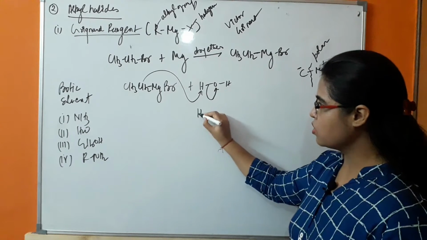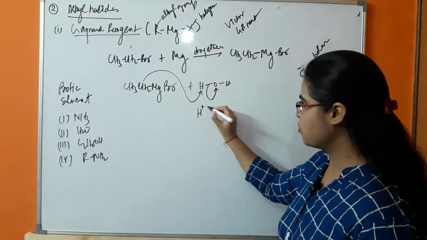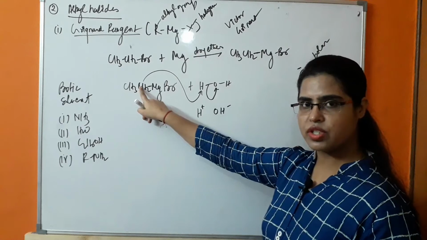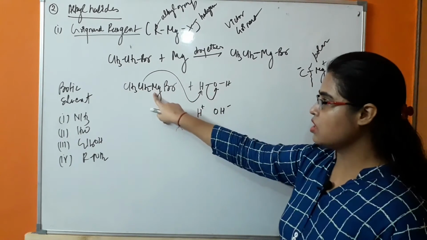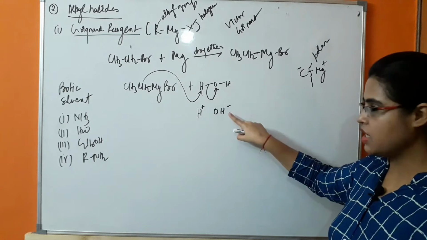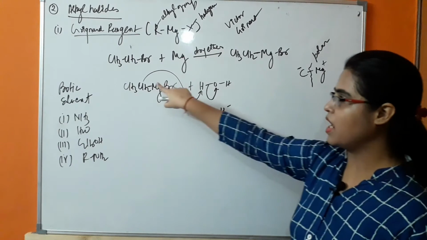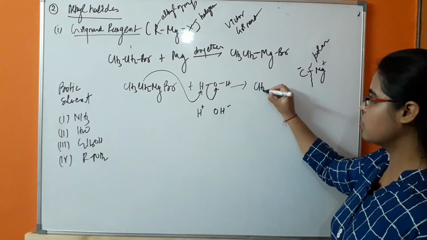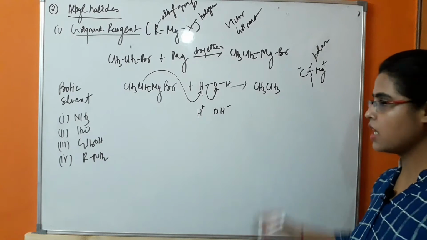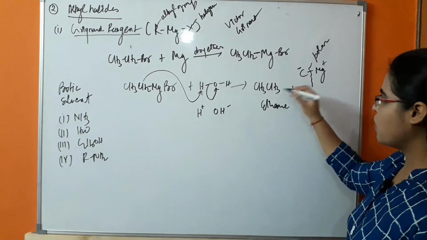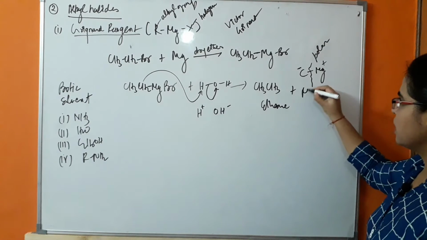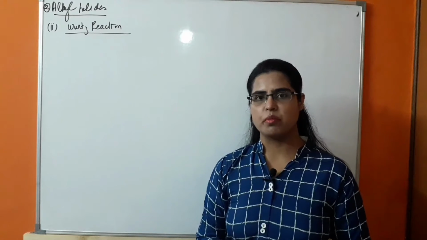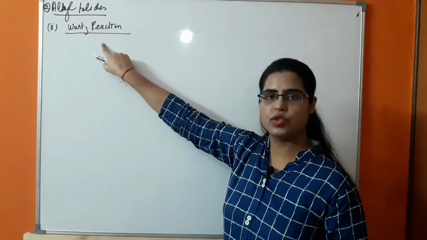So there will be dissociation or ionization, that is H plus and OH minus. H plus will be attracted towards this carbon, which has a negative charge, and magnesium, which has a positive charge, will attract OH minus because it has a negative charge. So there will be a formation of CH3CH3, that is ethane, and the byproduct formed with the magnesium is MgOHBr.